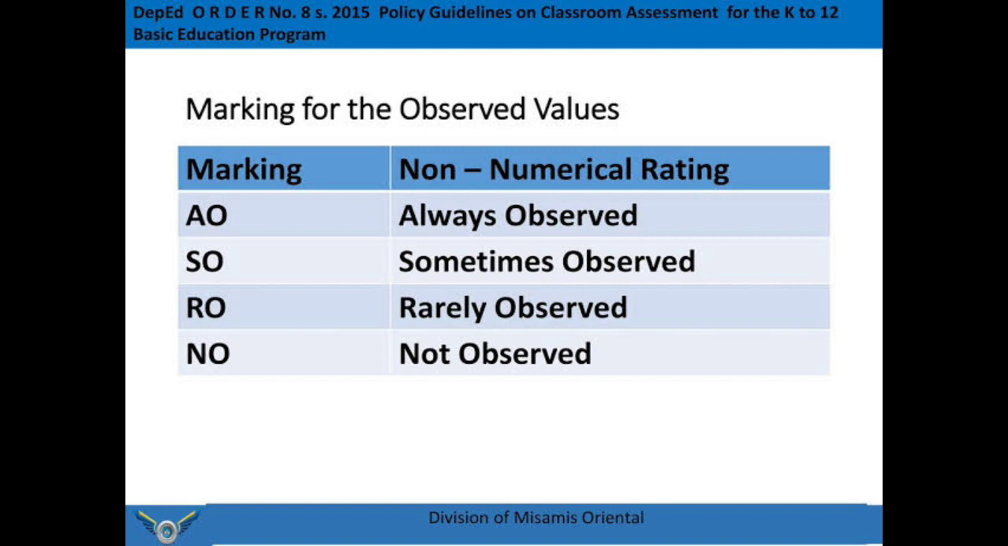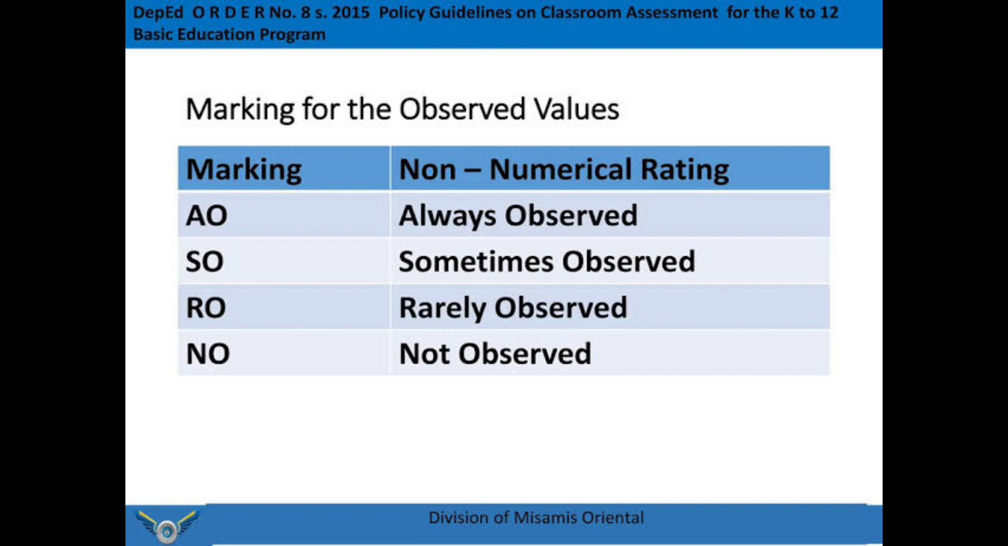The core values of a particular student are reflected at the back of the report card. As we observe, after the meeting, after the teachers give the report card to the parents, at the back of the card we can see the core values of the students. We see the markings like always observed, sometimes observed, rarely observed, and not observed. When the teacher puts a mark there, it means that that is the value of the student for that semester.